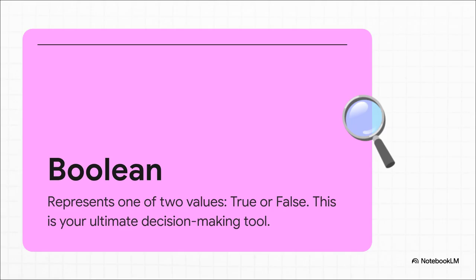Now, for a tool that looks super simple but is incredibly powerful, the Boolean. It can only ever be one of two things, true or false. That's it. But don't let that fool you. This is the bedrock of all decision-making in your code. Is the user logged in? True. Has the payment been processed? False. It is your ultimate on-off switch.